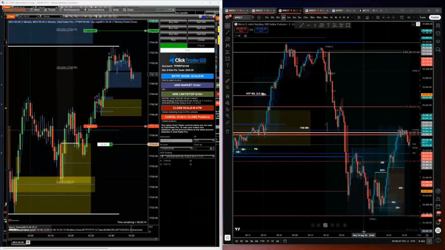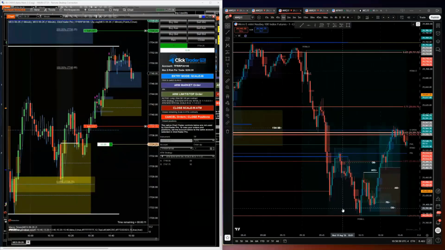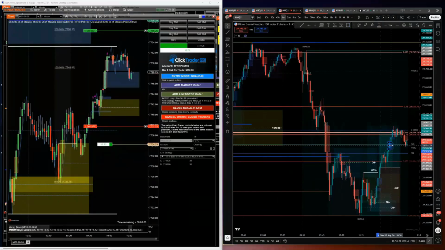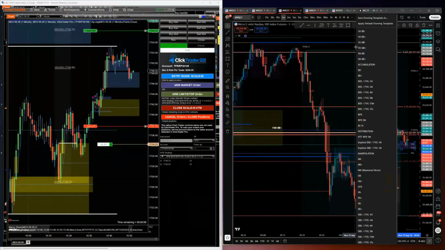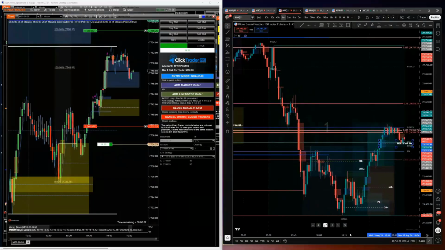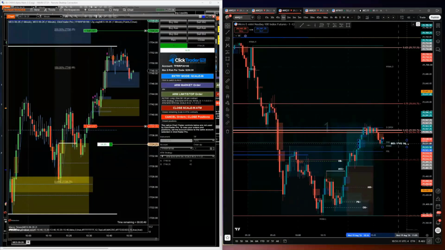Let's look at what's going on over here. We're just pulling back, also rebalancing this fair value gap here. See if we can respect that. Market's trying to tap into yesterday's and last week's range. Any questions on anything?